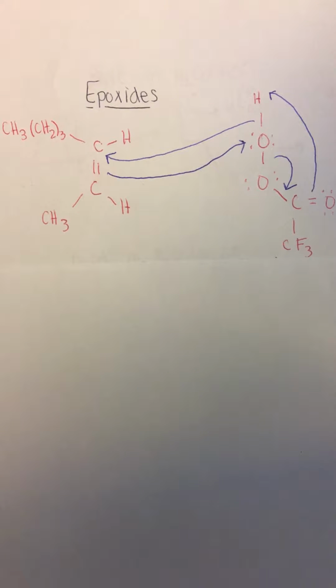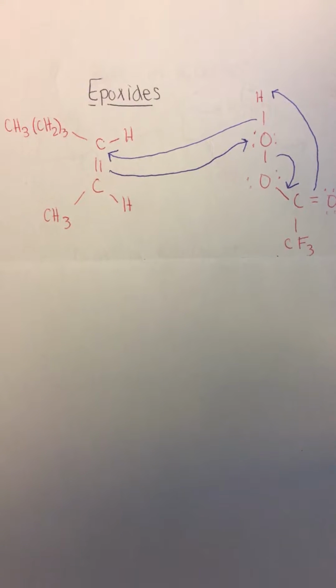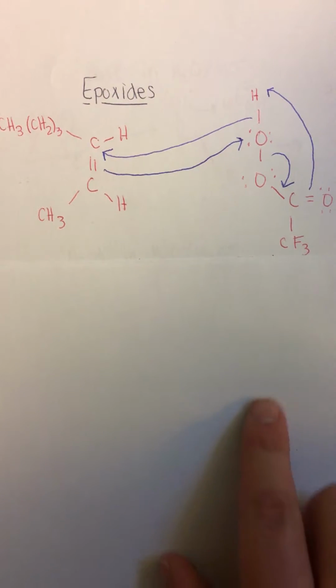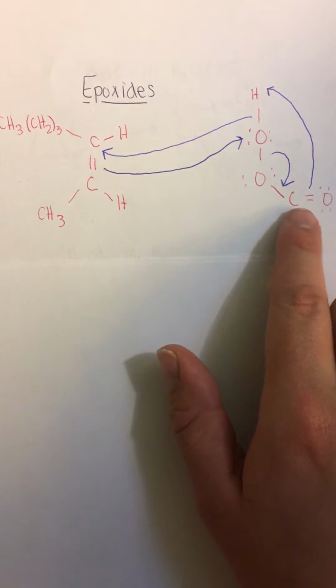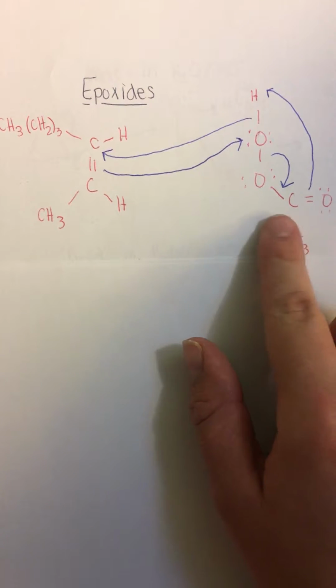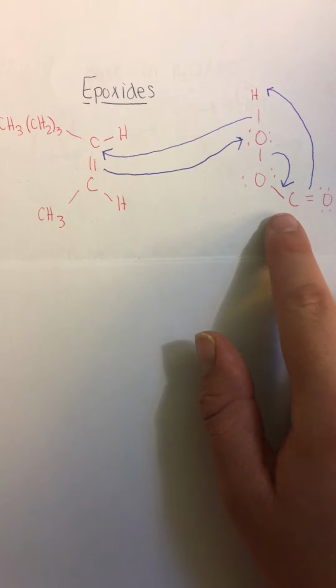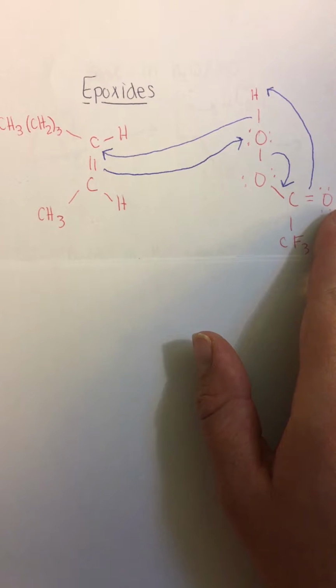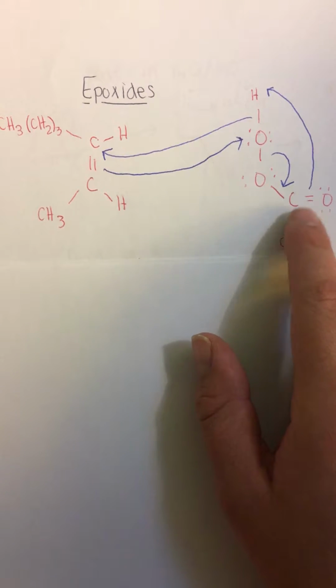So I'm going to show the mechanism for the formation as well as opening it with an acid versus a base. So here we have the movement. I like to start here with a double bond because it's easy to remember because there's just one double bond in the peroxy acid, and it's from the C to the O, one of the O's.